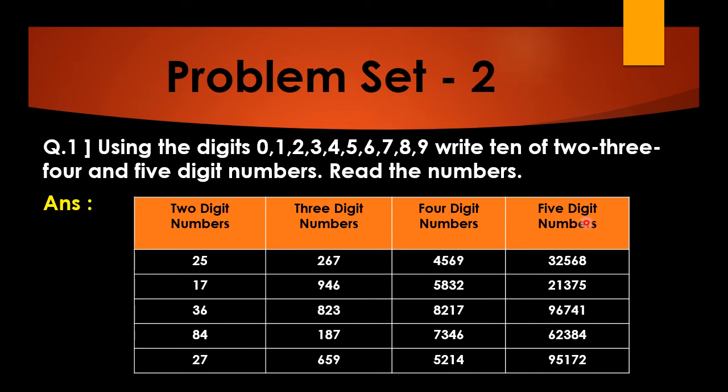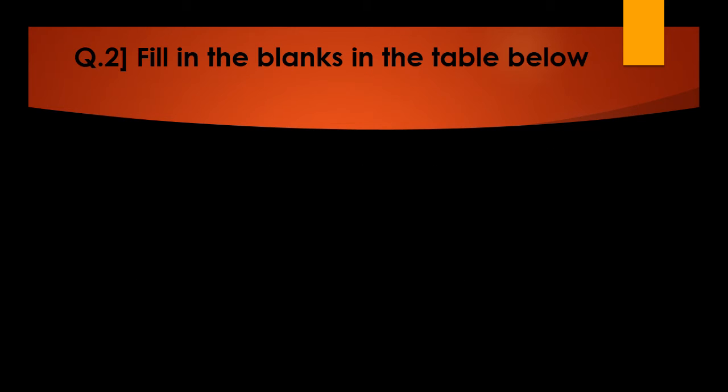And lastly 5 digit numbers. Here is the number 32,568. Students, using these digits you can even form different type of numbers. Maybe you will write different numbers over here. So total 10 numbers you have to write. I have given you 5 numbers. So remaining numbers you are going to write.